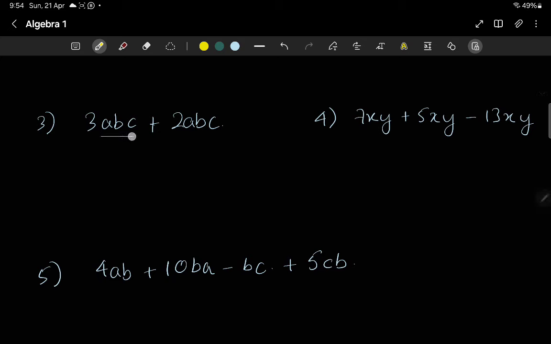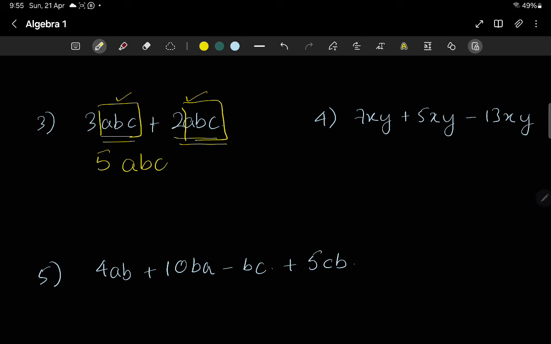So here we have a, b, c. We can see 3abc and 2abc. So abc will act as a single variable here, and now we will add them together. 3abc plus 2abc. 3 plus 2 is 5, so that is 5abc. Whenever we have the same variables in an expression, we can add them or we can subtract them.